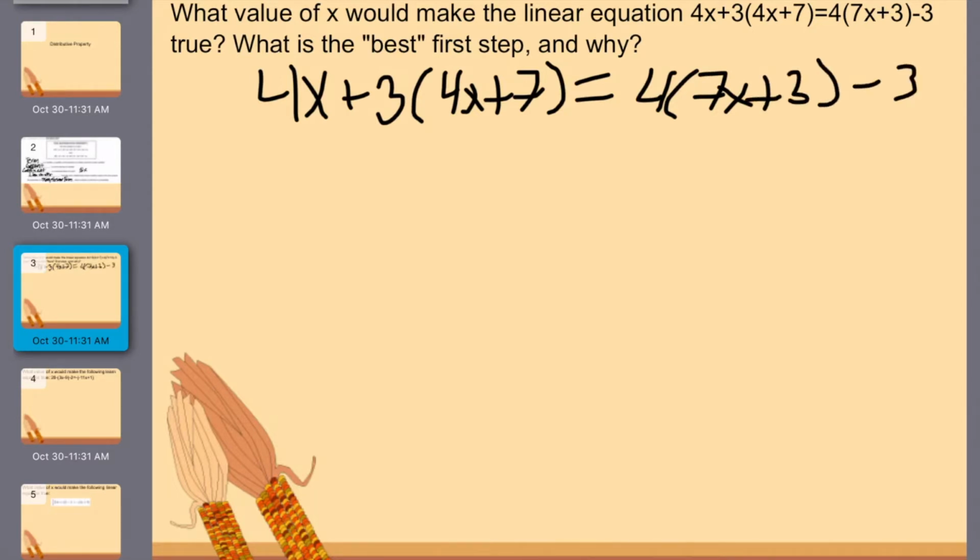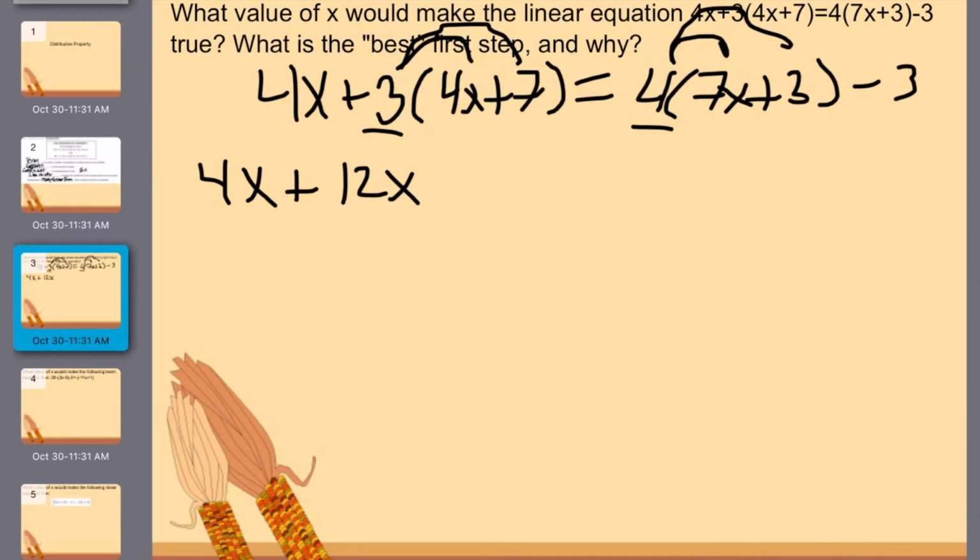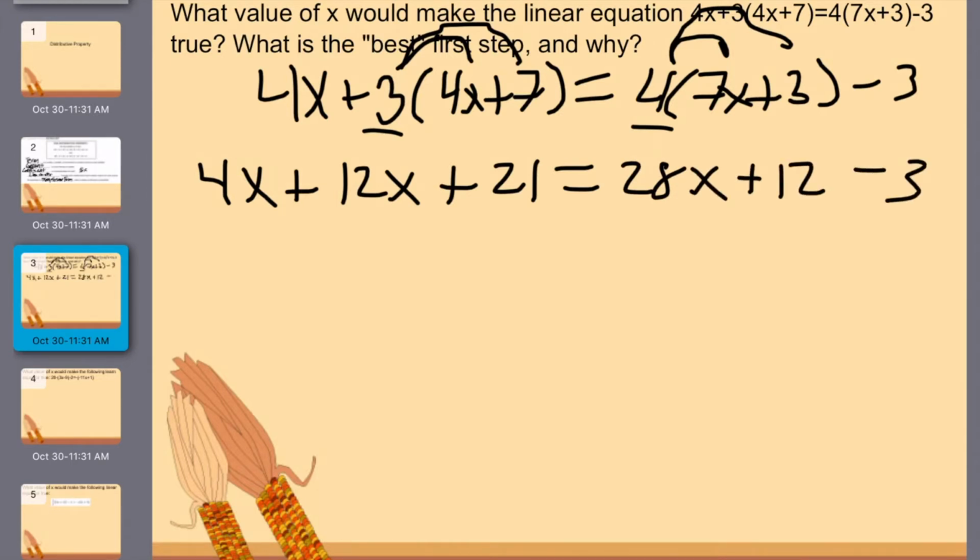So what I need to do is take my outside term and distribute it. I need to multiply it by all of the terms inside the parentheses. So I do 3 times 4x and 3 times 7, as well as 4 times 7x and 4 times 3. And then everything else drops. So I have 4x plus 3 times 4x gives me 12x, and 3 times 7 is 21. 4 times 7x is 28x, and 4 times 3 is 12, minus 3.